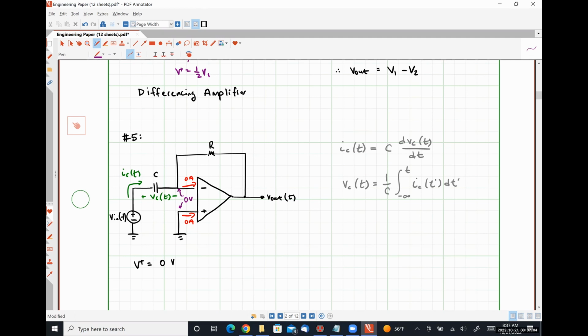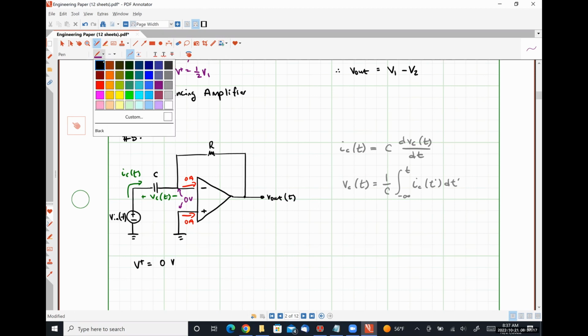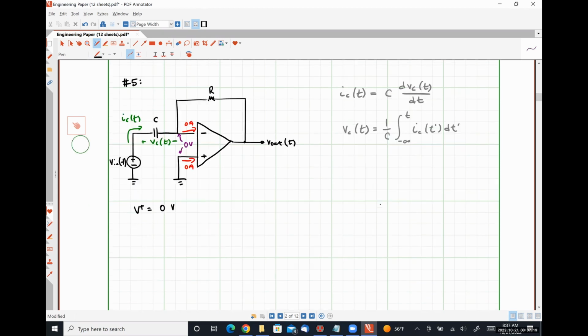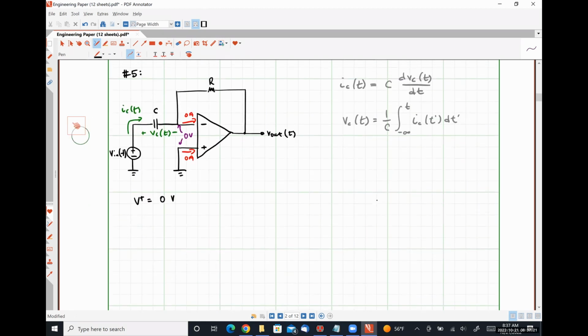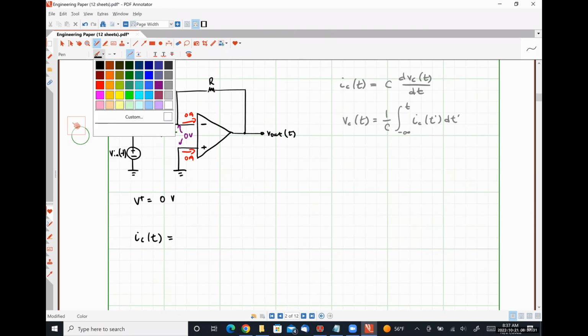Applying op-amp rule number 2, I know that the voltage present at my inverting input node must also be 0 volts. So from here, I'm going to apply KCL, but I'm going to do it slightly differently. I'm going to say that my current IC of t, the current flowing through my capacitor, has to be equal to the current that's leaving my node.